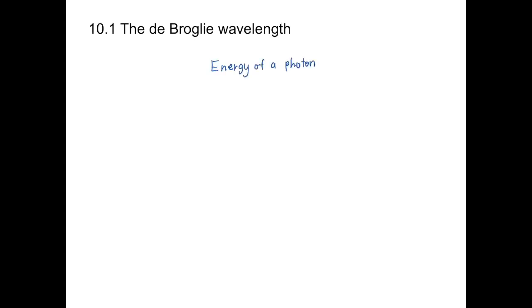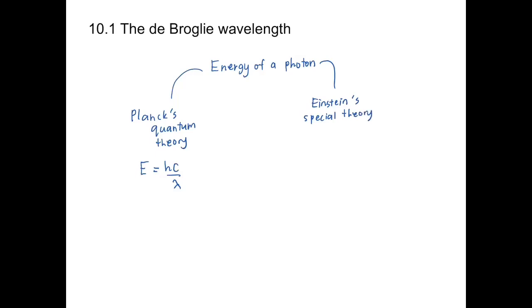So we can find the energy of a photon by using Planck's quantum theory, which gives us the equation for the energy of a photon: E = hc/lambda. At the same time we can also get an equation for the energy of a photon from Einstein's special theory of relativity, in which E = mc squared. m is mass and c is the speed of light, so m times c gives us the momentum. We can replace the momentum in the equation of energy to get E = pc.